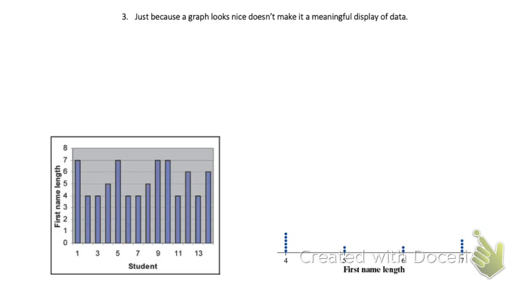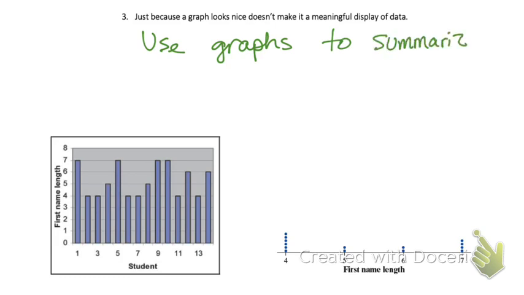Over here, now I've got a summary. I can see that 4-letter names are more frequent than 5 or 6-letter names, okay? So we want to use graphs to summarize data.